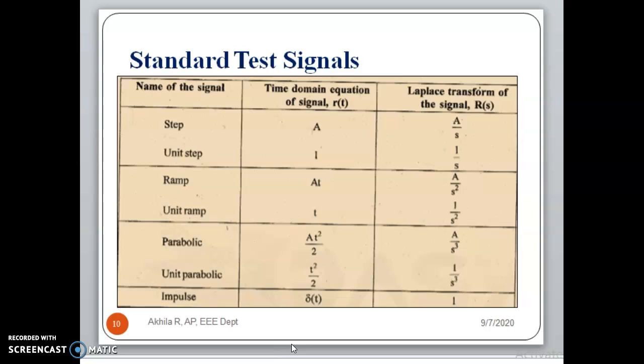Then for a parabolic signal, it's At square by 2, so A by s cube is the Laplace transform. If I take it as a unit parabolic, it becomes t square by 2 and 1 by s cube. And for the impulse function, the representation is delta of t, and the Laplace transform of the impulse signal is 1.